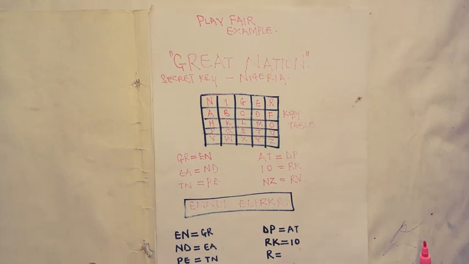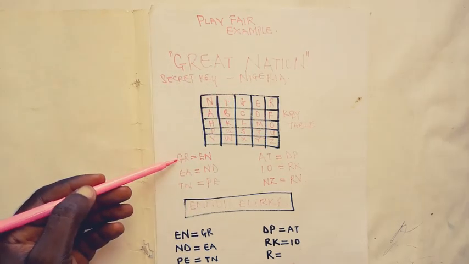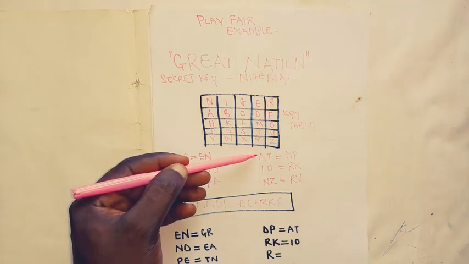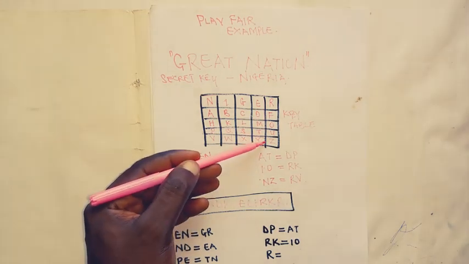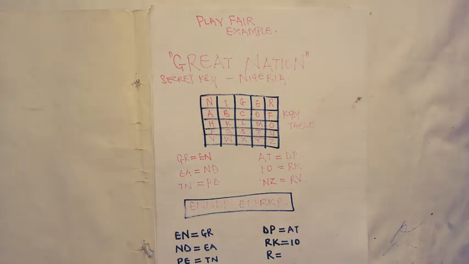So having gotten the key table, I quickly split my Great Nation into GR, EA, TN, AT, IO, and N. Then I have to add Z to it in order to make this last one a pair. So having gotten these six pairs from the plain text Great Nation, I now need to use the key table to encrypt them.